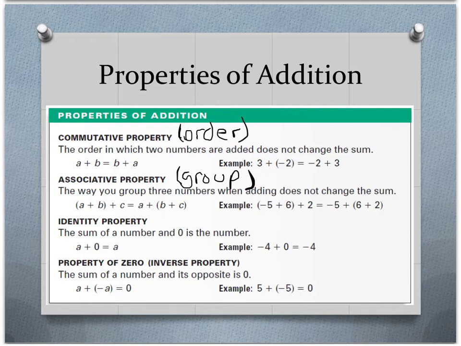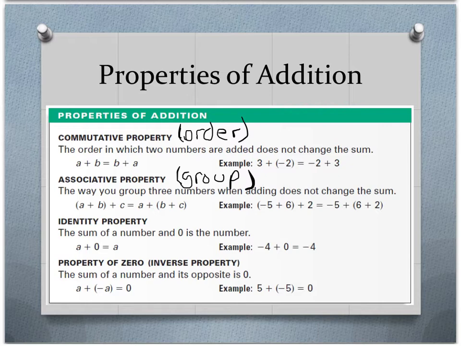The next property we have is called the identity property. And that's going to be basically the sum of any number that we have, and 0 is going to be the same. So our algebraic model, any number a that I have, if I add 0 to it, a will keep its identity. It'll stay the same. So -4 plus 0 stays -4. Pretty simple to think about.